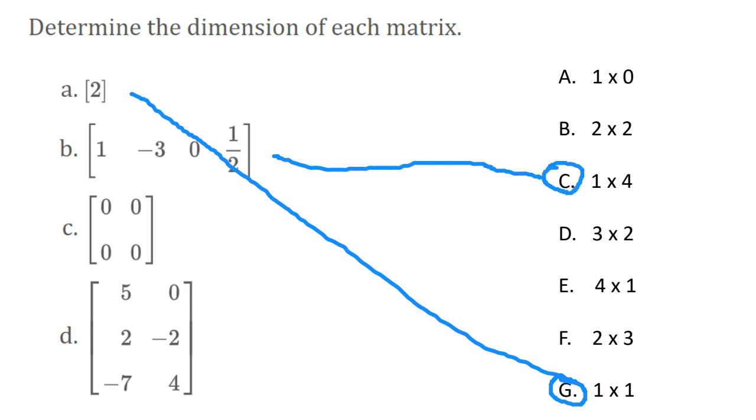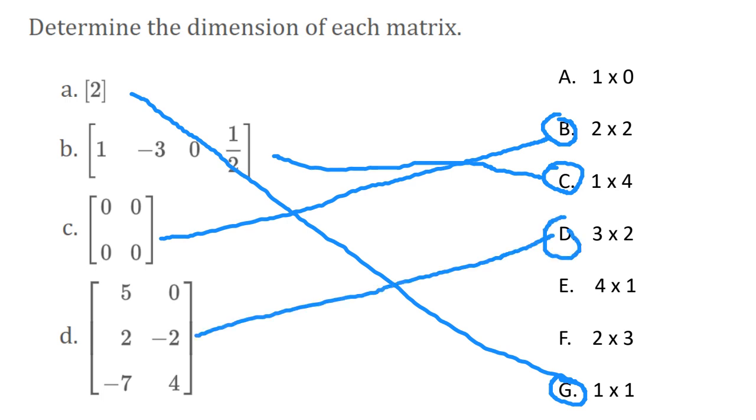C has 2 rows and 2 columns. So this one would be B right here. 2 rows, 2 columns. And then the last one, D. D, we have 1, 2, 3 rows and 2 columns. So the dimensions is a 3 by 2. So that one would refer to the D itself. Okay. So this is how we determine the size of a matrix: the dimensions of the matrix is the rows times columns.